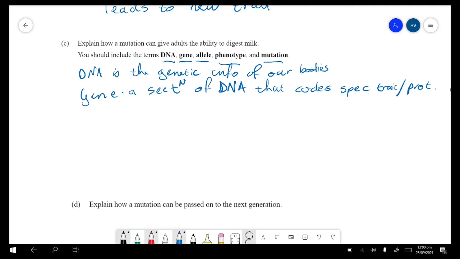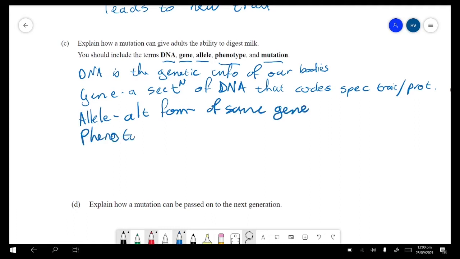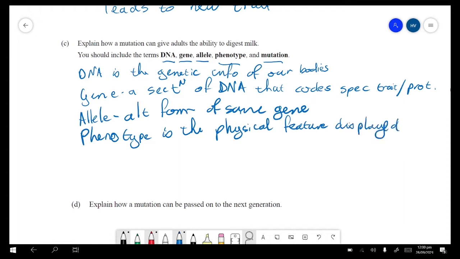Alrighty. Now, an allele is an alternative form of the same gene. And a phenotype is the physical feature. Remember the F alliteration? The physical feature displayed due to the genotype. Okay, so now we've made all the definitions there, and that is all just for achieved level answers.